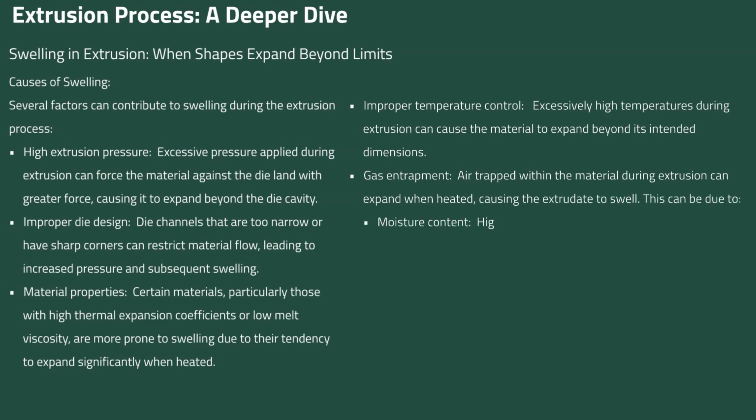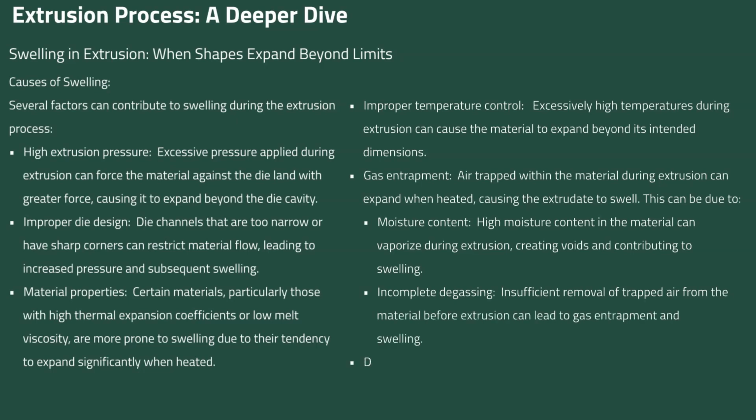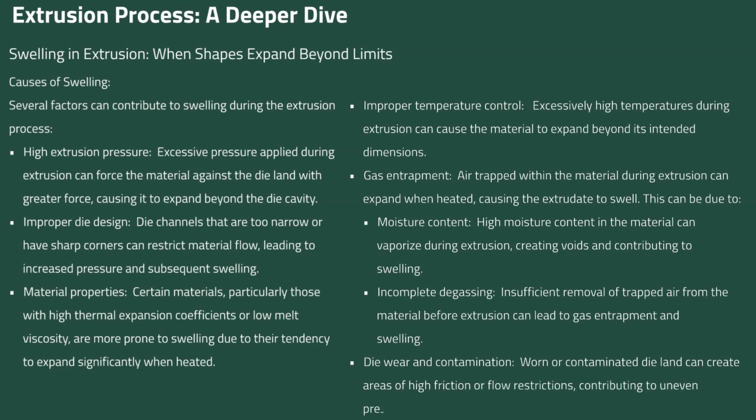This can be due to moisture content. High moisture content in the material can vaporize during extrusion, creating voids and contributing to swelling. Incomplete degassing. Insufficient removal of trapped air from the material before extrusion can lead to gas entrapment and swelling. Die wear and contamination. Worn or contaminated die land can create areas of high friction or flow restrictions, contributing to uneven pressure distribution and localized swelling.